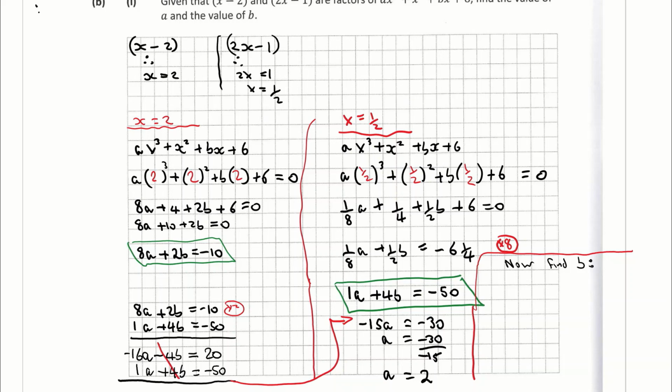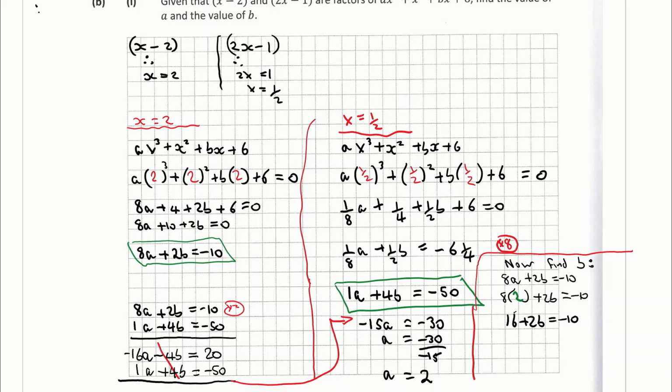And I'm going to take either equation. It doesn't matter which one you take. I'm going to take the first one there. 8a plus 2b equals minus 10. And I'm going to sub in my answer for a. So it's 8 times a plus 2b equals minus 10. And I'm subbing in my a, which is 2. And 2 by 8 is 16. Plus 2b is equal to minus 10.